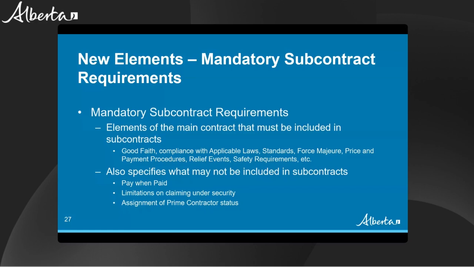There are also prohibitions on certain subcontract provisions. Examples include pay when paid, limitations on accessing security, or reassigning prime contractor status. These requirements also serve important policy initiatives of the government of Alberta. For example, prompt payment by harmonizing uniform pricing and payment procedures, preventing pay when paid schemes, and equalizing access to security, the government of Alberta intends to promote the fair and efficient flow of funds all the way down the contract chain to ensure a healthy construction industry top to bottom in Alberta.